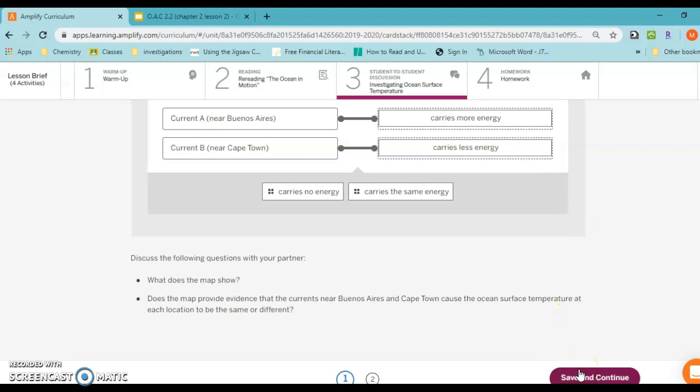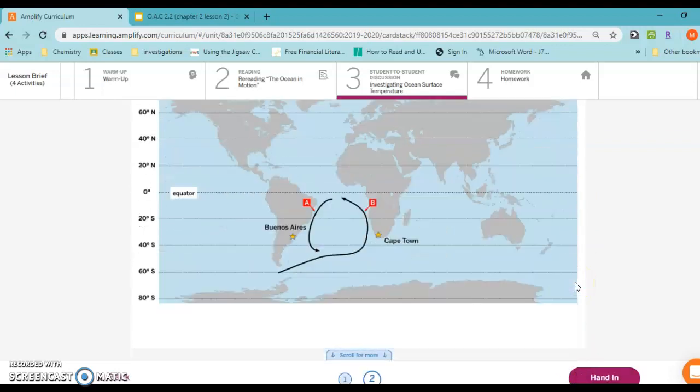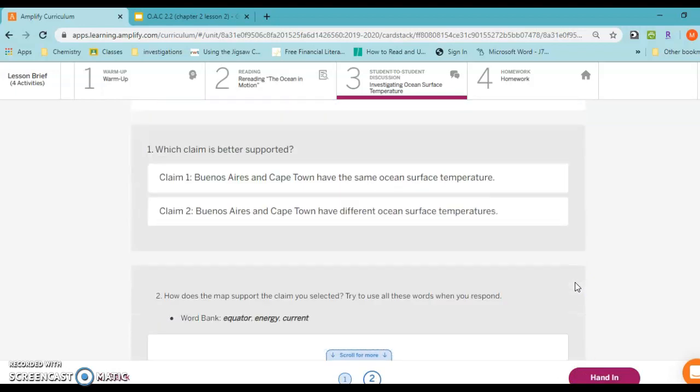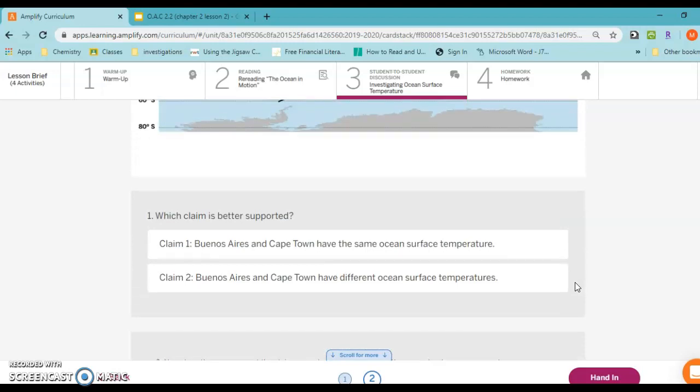Right, we expect them to be different. So let's continue and move along. We have two more questions, and that is, which claim is better supported? We already said that we expect these to have different temperatures, so let's read them.